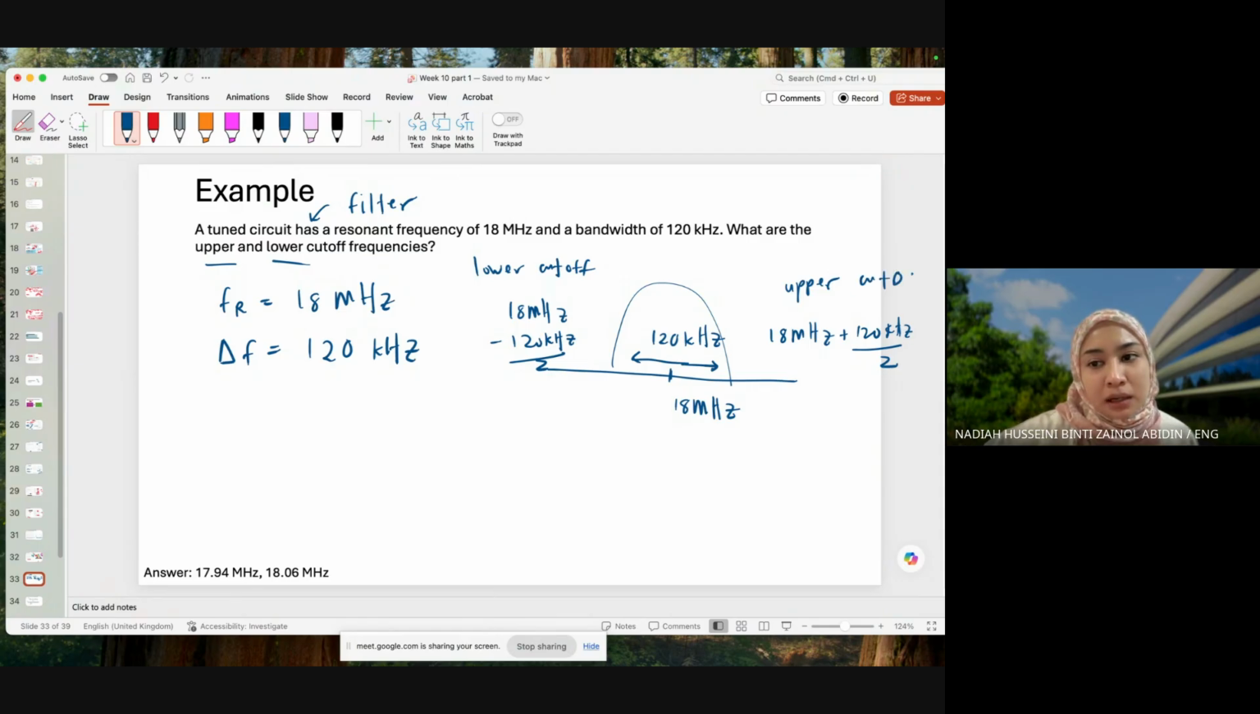Okay, what does cutoff mean? It means cutting it off. You're cutting it there. That's where you are cutting off the frequency. This is what you are allowing to be transmitted. That's why it's called cutoff over here.